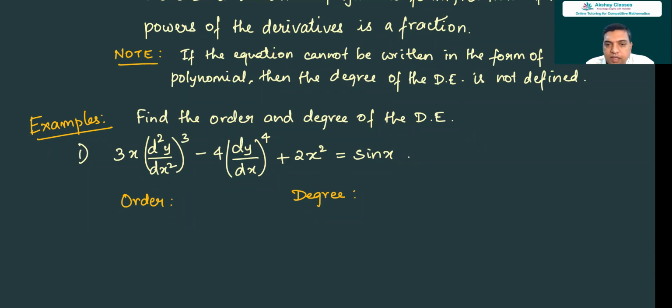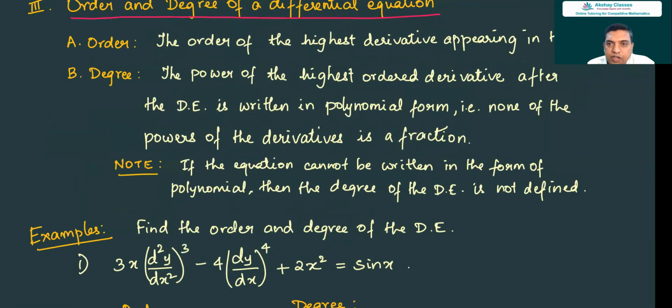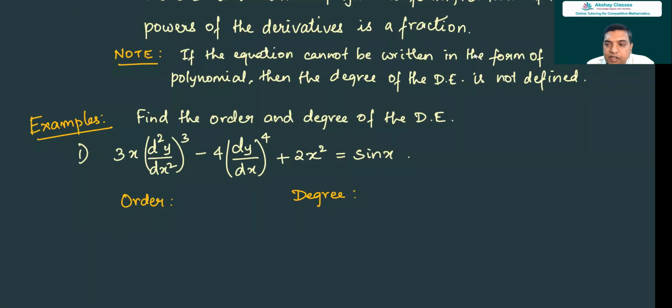What is the order of this differential equation and what is the degree? What is the definition of the order of a differential equation? The order of the highest derivative appearing in the equation. There are two derivatives here, dy by dx and d square y by dx square. So this is the second order derivative. So order is 2.